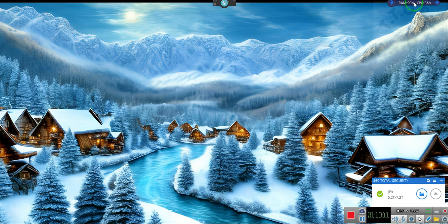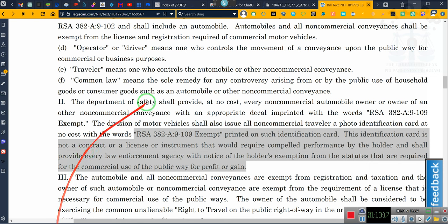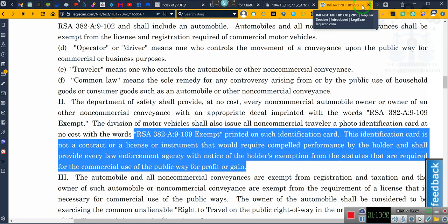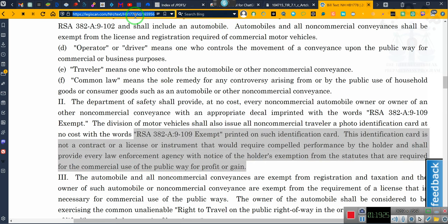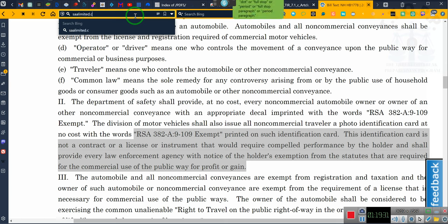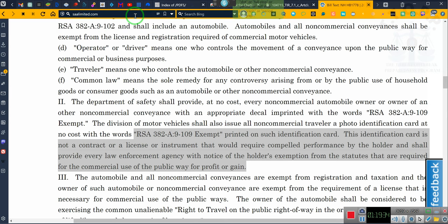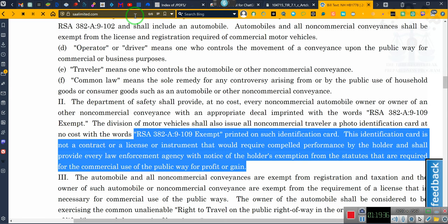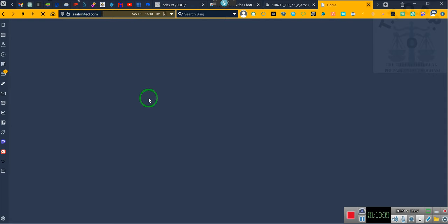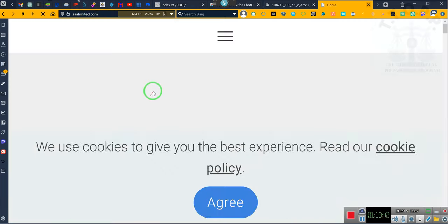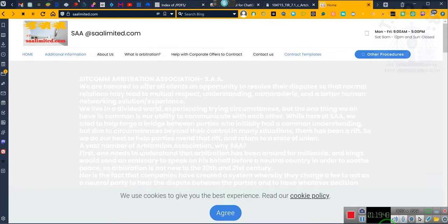The rest of you, we have on our website, I just went there earlier today. Hold on. I'm going to take you to this one. We're going to go to SAALimited.com. SAALimited.com. And when we go to SAALimited.com, we're going to go to contract templates. Did you hear what I just said? Oh, that's too big. Ain't supposed to be that big. All right, contract templates, that right there.